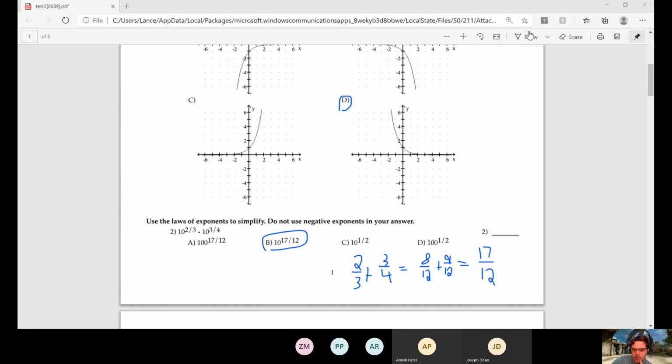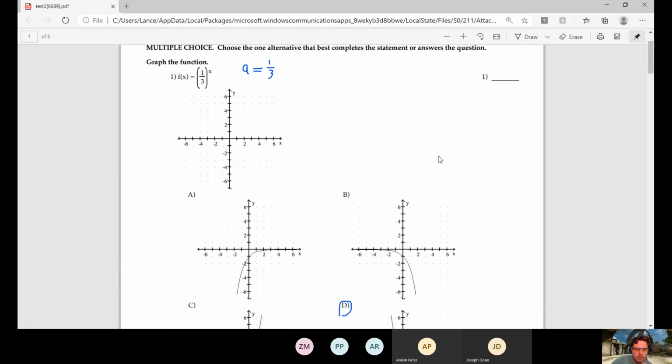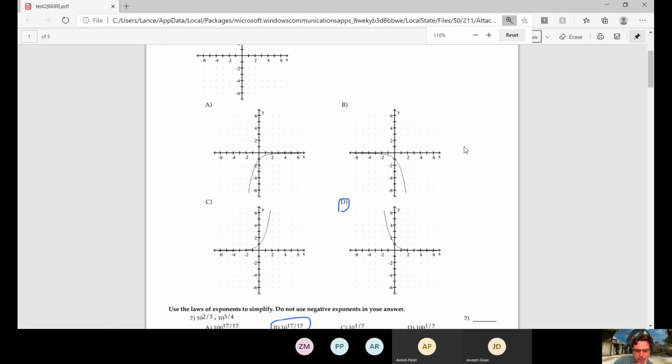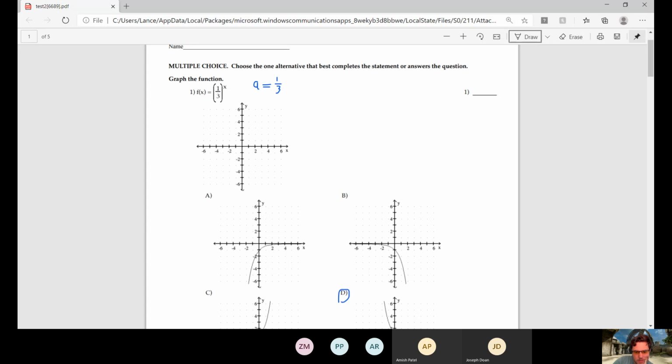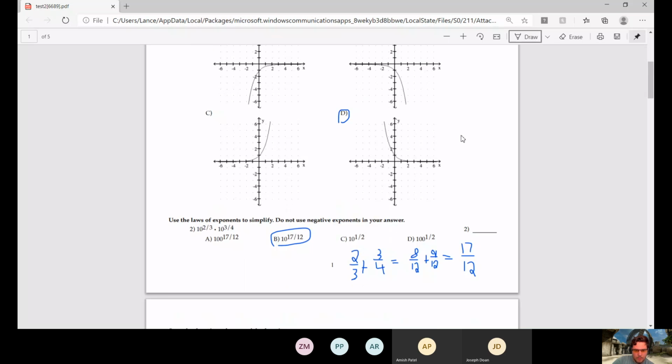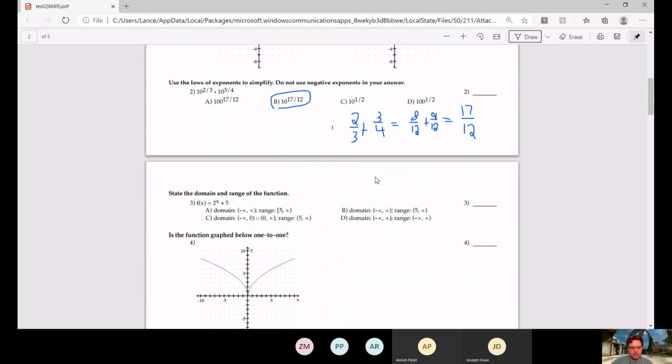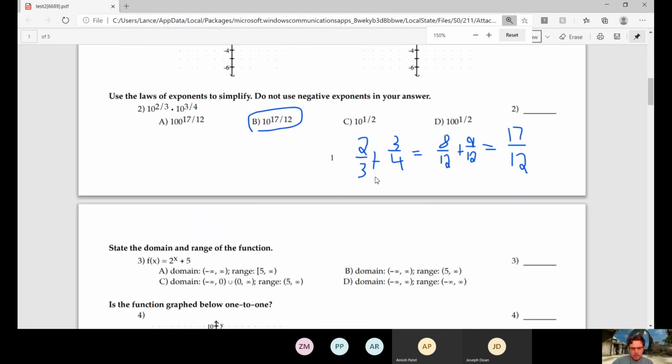Can't see the question. Are you looking for this one right here or the second question? Okay. Okay, I'm still sharing the screen. All right. And now I'm trying to keep that one behind.